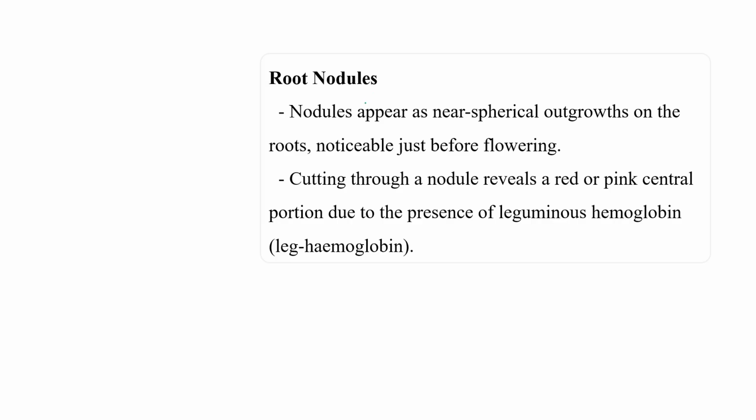So this root nodule appears as a spherical outgrowth on the root, noticeable just before flowering. If you cut through a nodule, it will reveal a red or pink center portion. Why? Due to the presence of leguminous hemoglobin, which is known as leghemoglobin. This leghemoglobin is present in the nodules.